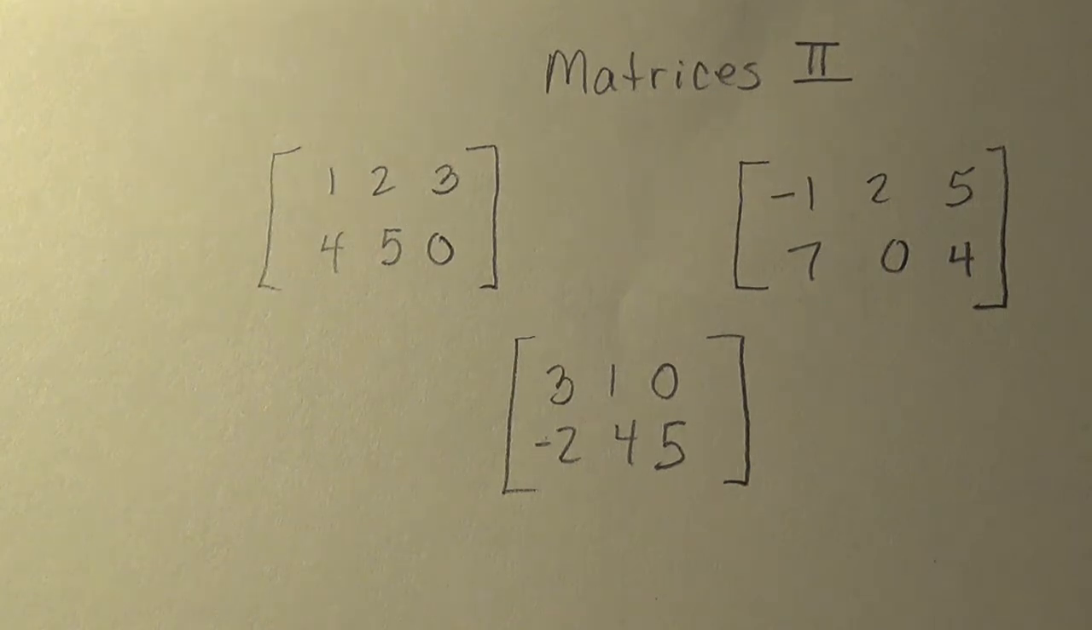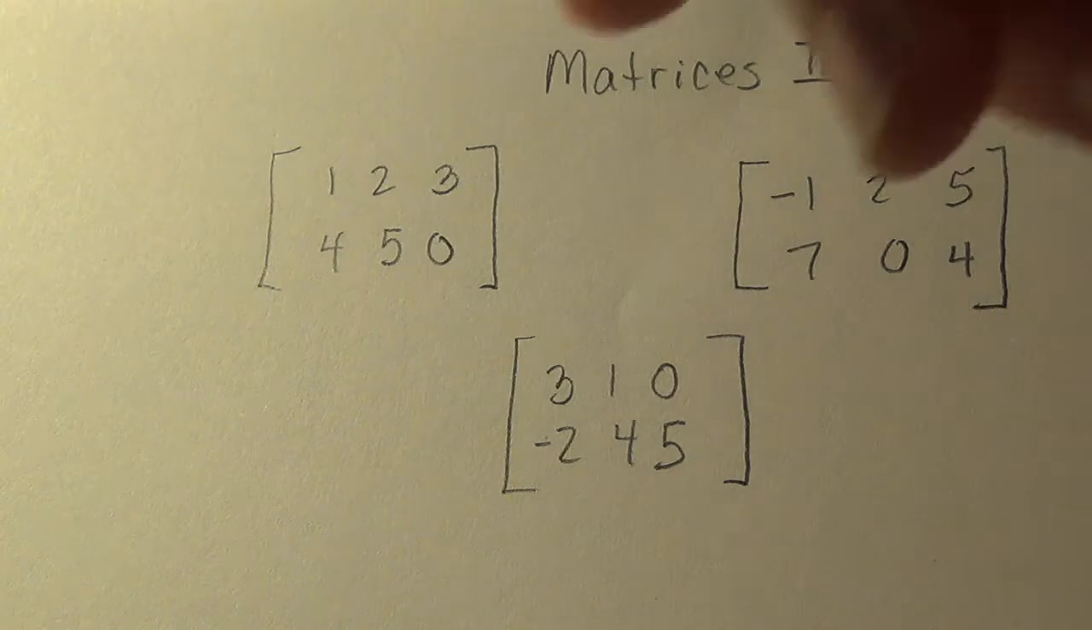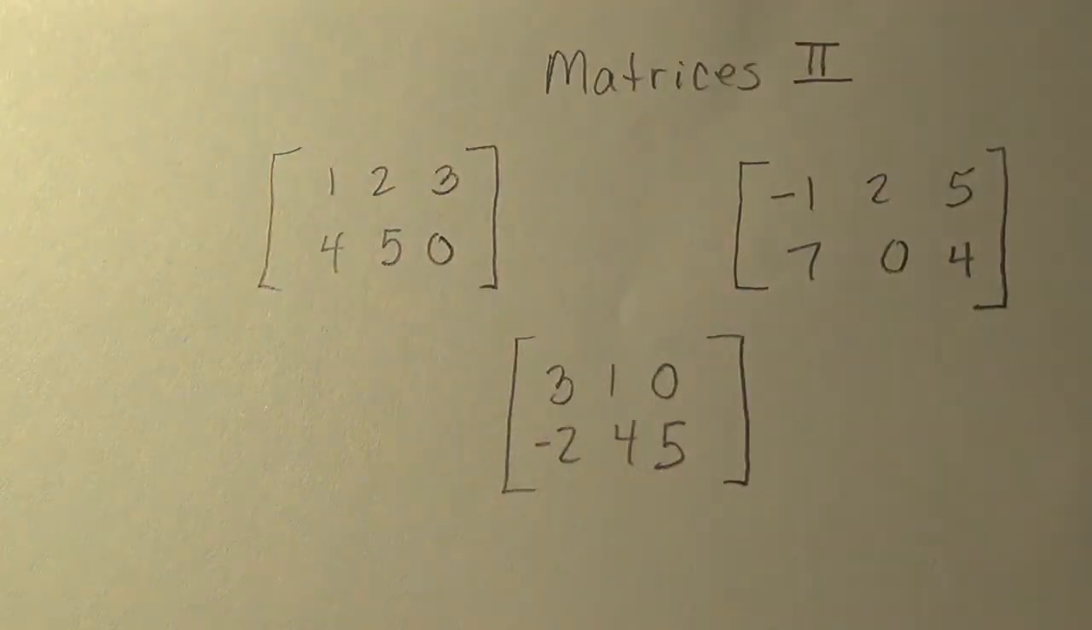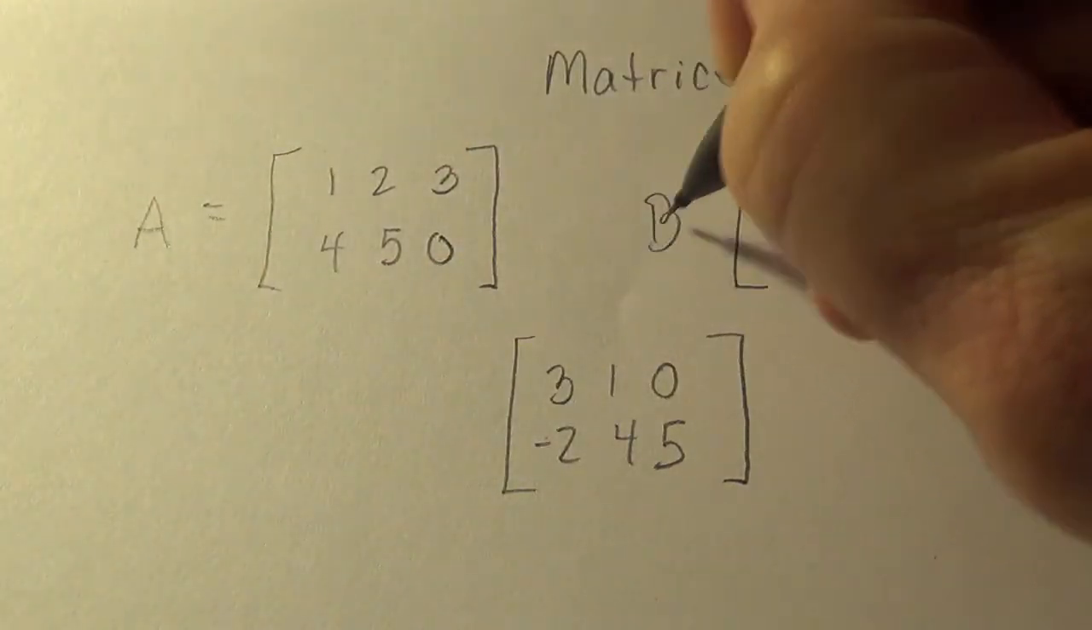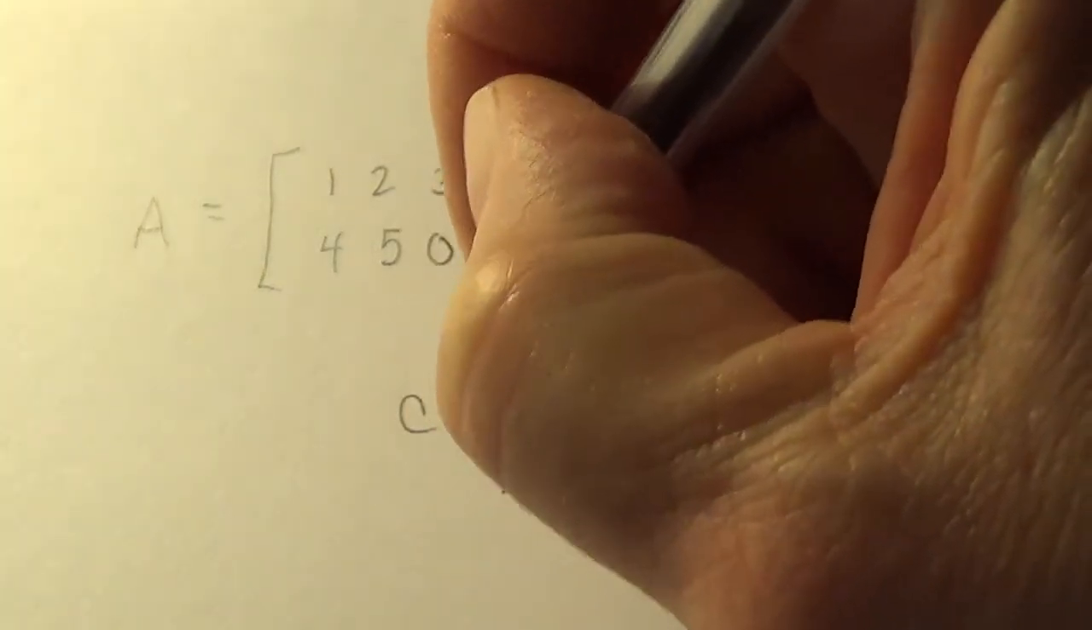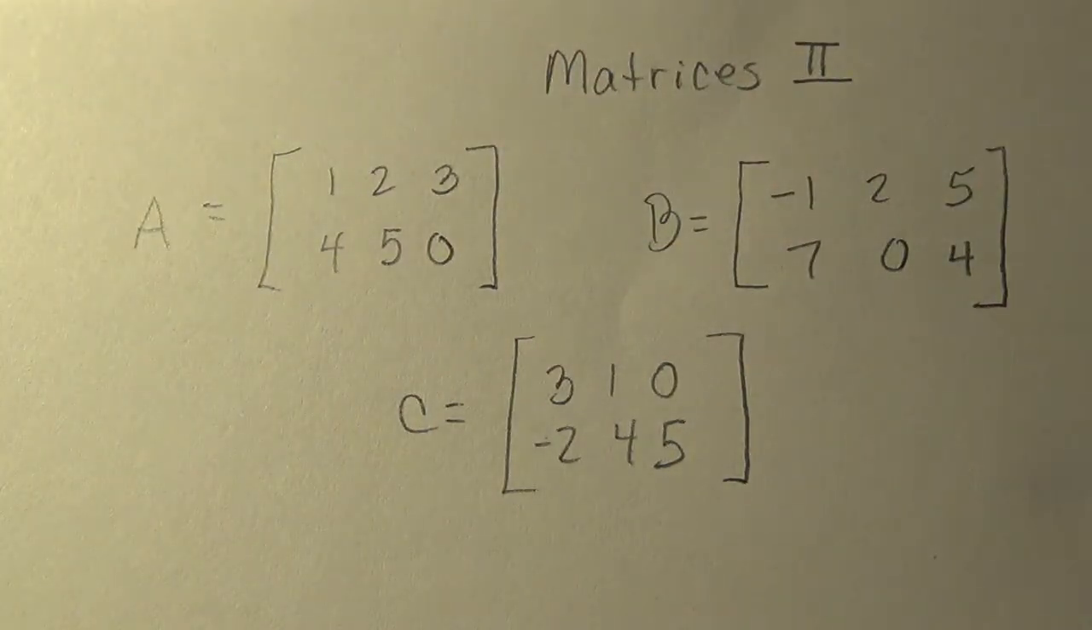We are looking at matrices again for the second time, and I've established three matrices which are arrays of numbers, and they are 2 by 3s. They don't have to be, but these are. And I want you to be aware that matrices are assigned an alpha name. So for example A, B, and C, usually indicated with a capital letter.